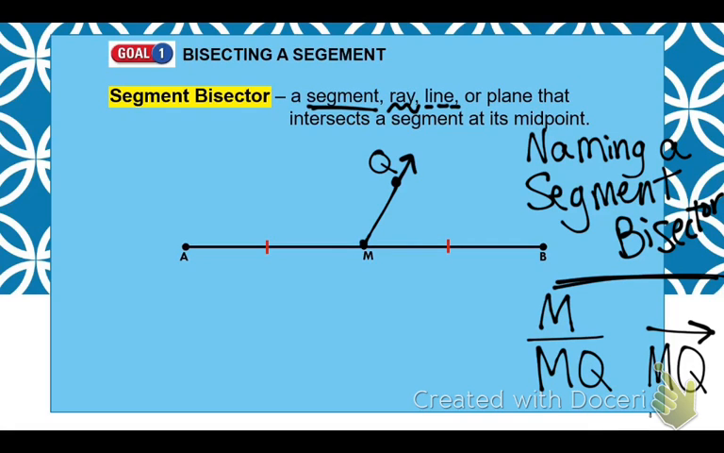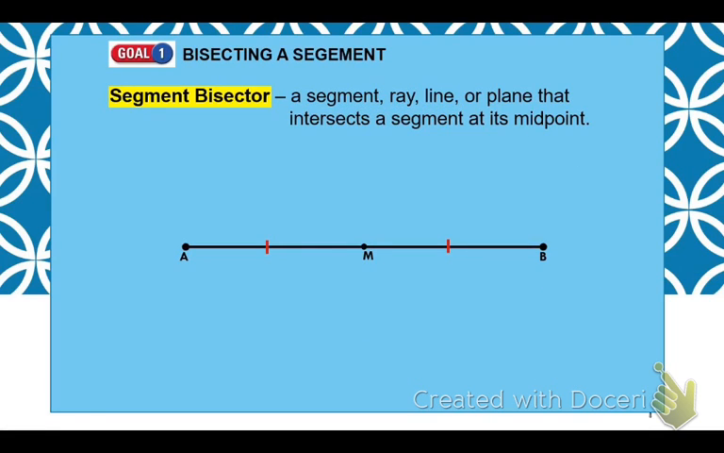The last one would be a line. What would a line look like through the midpoint? Arrows on both sides. Okay, so then what would I name this? MQ, and then a line with two arrows. Okay? So you could have any of the above segment bisector. But basically all you're looking for is what cuts through the midpoint. If nothing does, what's my segment bisector here? M, the midpoint. Okay?